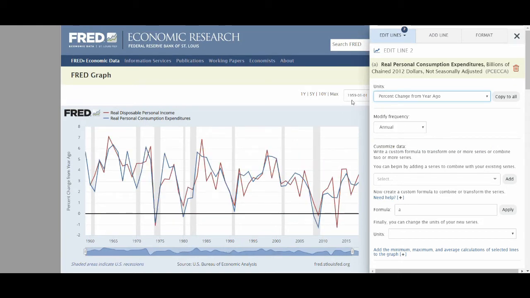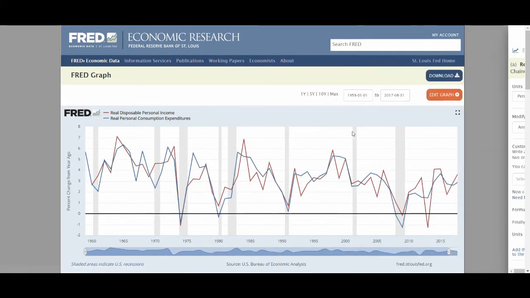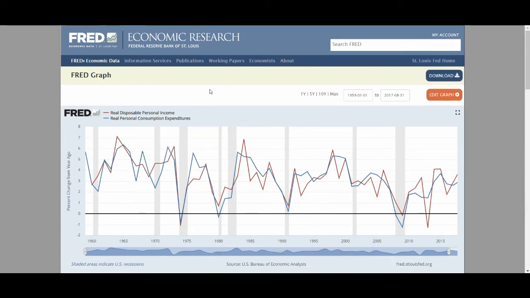And now this makes an even stronger case that real disposable income is very closely related to personal consumption expenditures. As you can see, the magnitude of the changes is usually very similar between the two, and the direction of the changes are very similar between the two. So when I say magnitude, I mean that when, for example, in 1974, disposable personal income falls by 1.1%, you see personal consumption expenditures fall by 0.83%. That's a very similar magnitude.